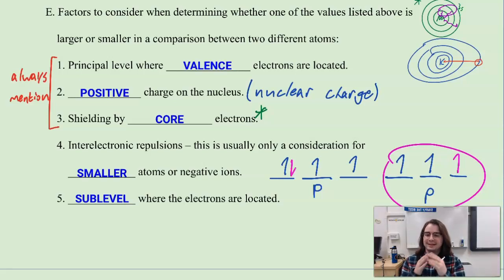And the electrons, they like to be together, but they also don't like to be together. They would prefer to be alone if they could. I mean, they're both negatively charged. So that has a lower level of electron affinity based on interelectronic repulsions.